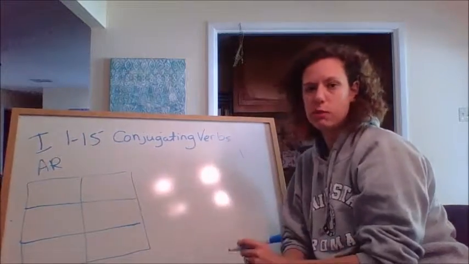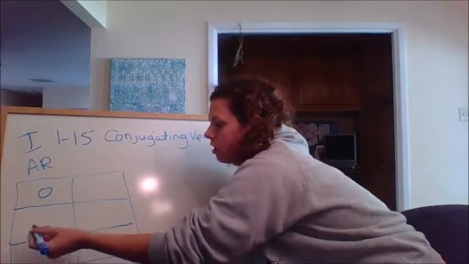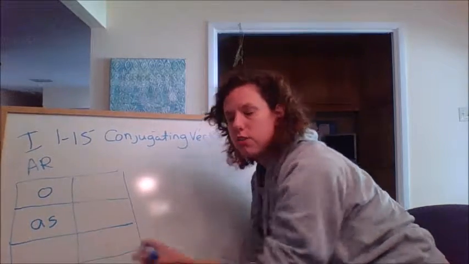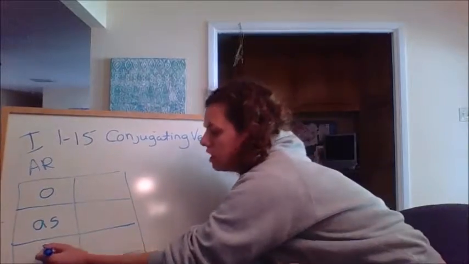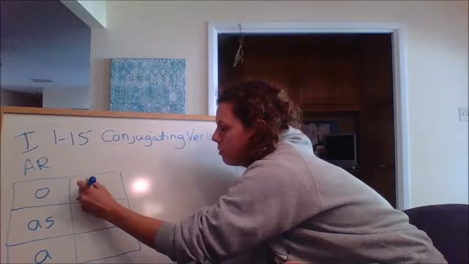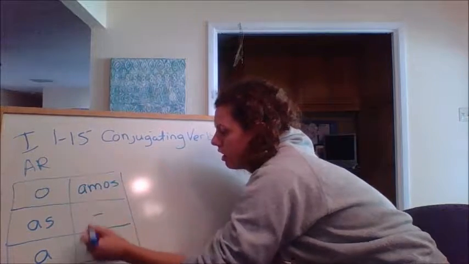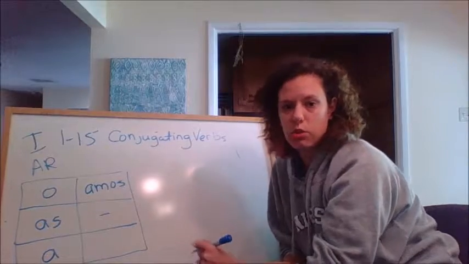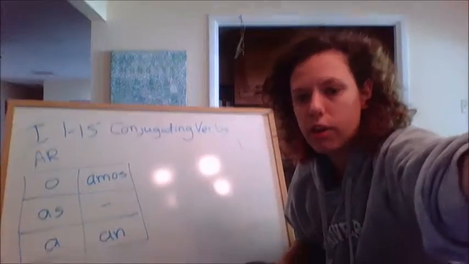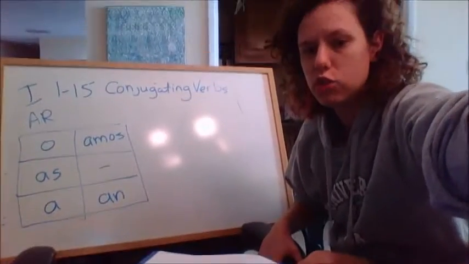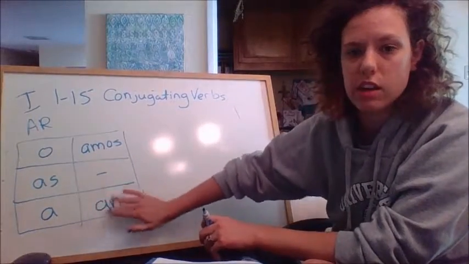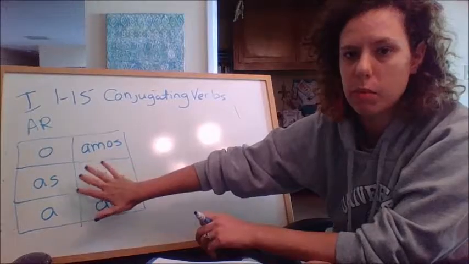Their endings: if the subject is yo, the ending is o. If it's tú, the ending is as. If the subject is él, ella, usted, the ending is a. If your subject is nosotros, it is amos. And if your subject is ellos, ellas, or ustedes, our ending is an. So this is why I love this chart, because we can easily put all the endings in the chart, and then it's really easy to remember it and kind of see it.